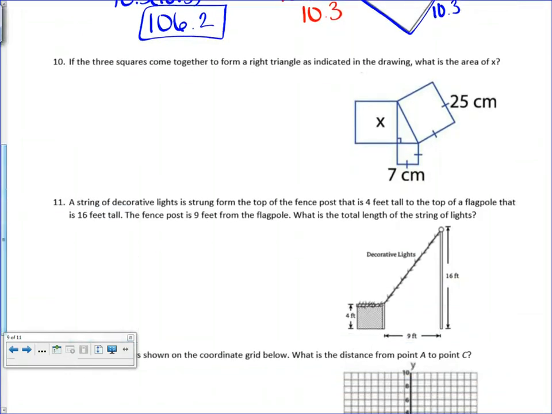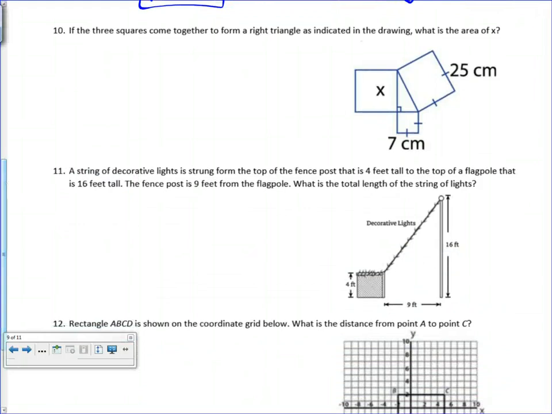Okay, number 10. If the three squares come together to form a right triangle as indicated in the drawing, what is the area of x? So we're looking for the area of this square right here. So if my side length is 25, my area is going to be 625. 25 squared is 625. If my side length is 7, the area is 49.